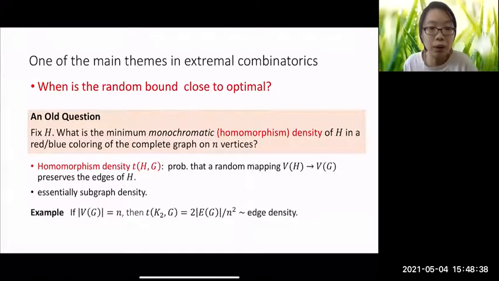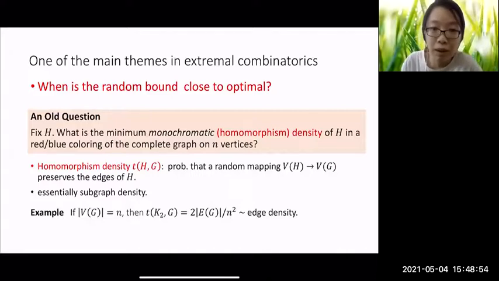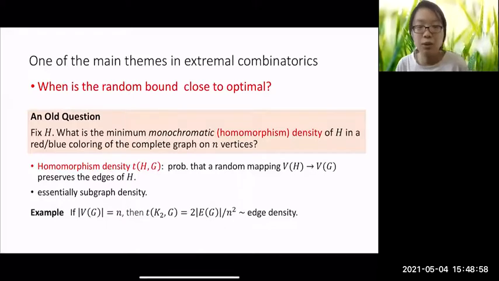For example, if my host graph has n vertices, then the K2 density, which is basically the edge density, will be 2 times the number of edges divided by n squared. And if we are just counting the subgraph edge density, then it would be the number of edges divided by n choose 2. Since when n is large, n choose 2 is almost the same as n squared divided by 2, these two are really almost equivalent to each other.